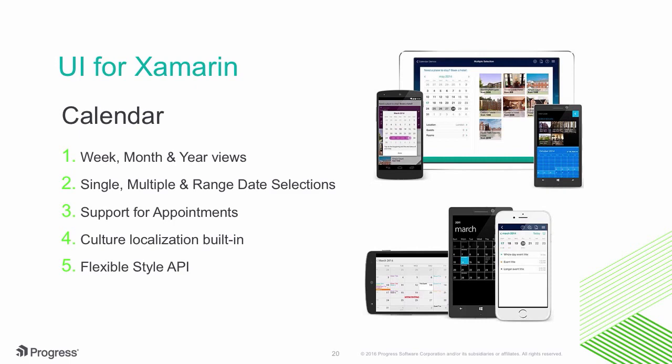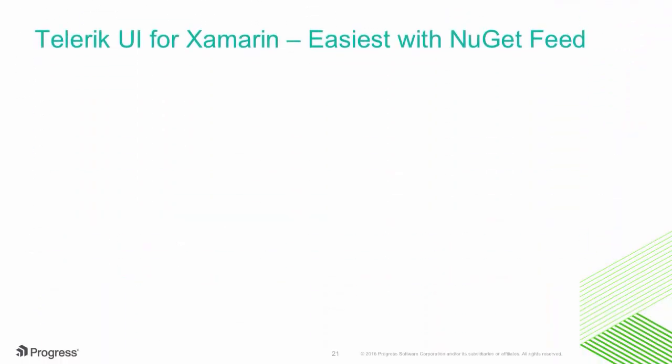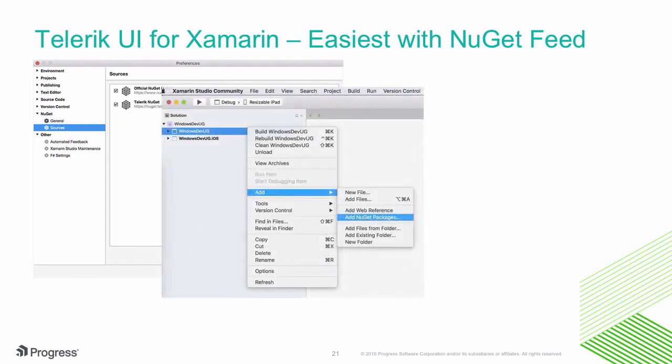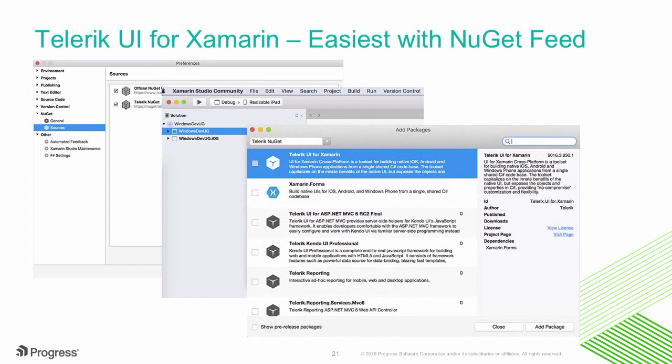How do you go about including them in your app? Well, simple. You can download them, but the easiest way is with a NuGet feed. Simply set up a NuGet source that points to the Telerik feed. Go ahead and add a NuGet package to your project and pull in Telerik UI for Xamarin. The best part is it works the exact same way on Visual Studio as well as Xamarin Studio. So there you have it.